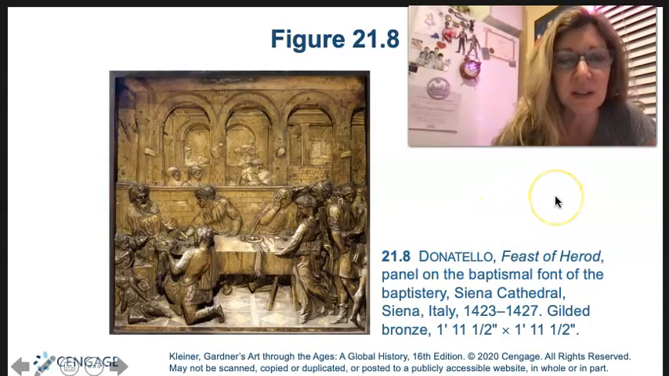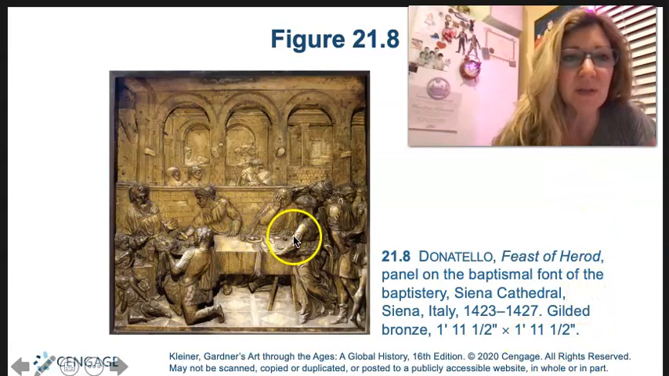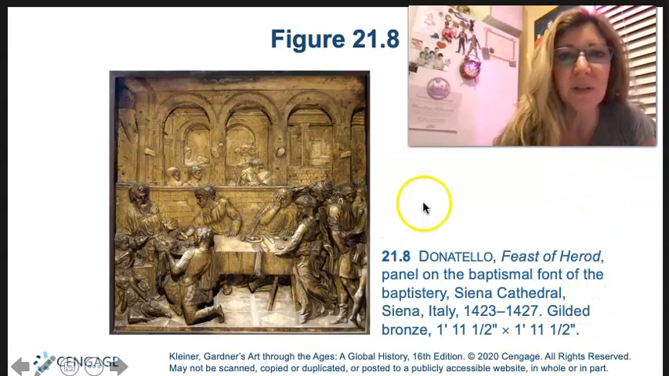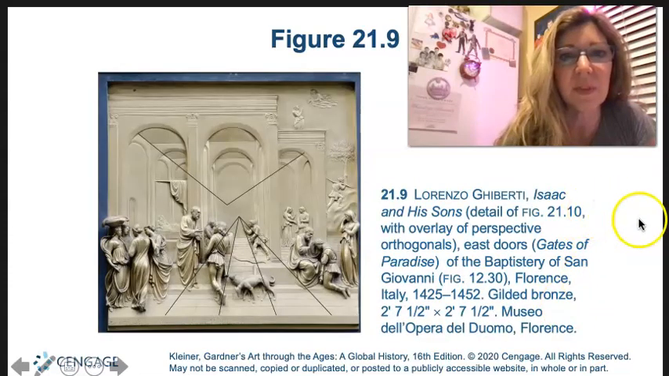Okay, the Feast of Herod by Donatello. Gilded bronze, a very big, important thing going on in Quattrocento Italy. We'll see a lot. Here's Ghiberti's Isaac and His Sons.